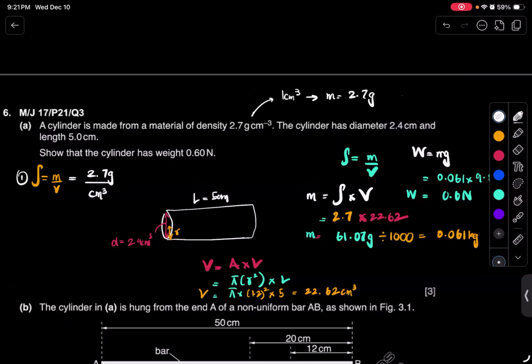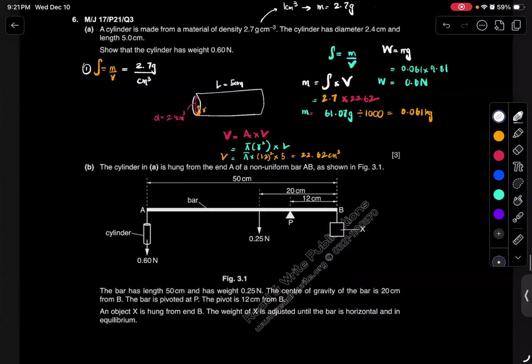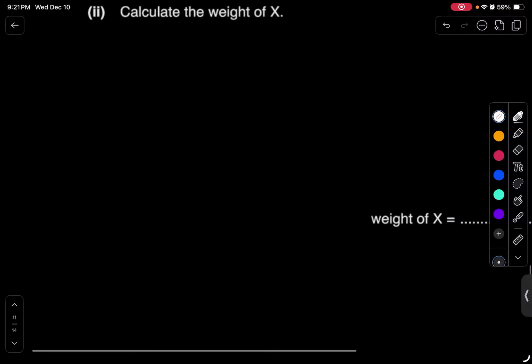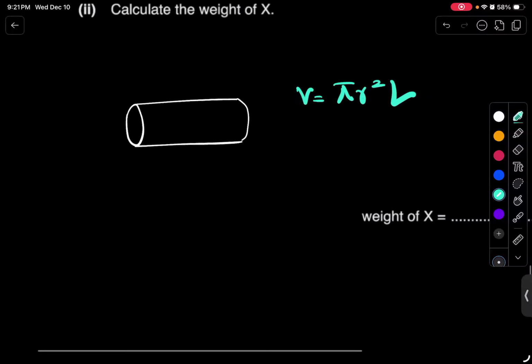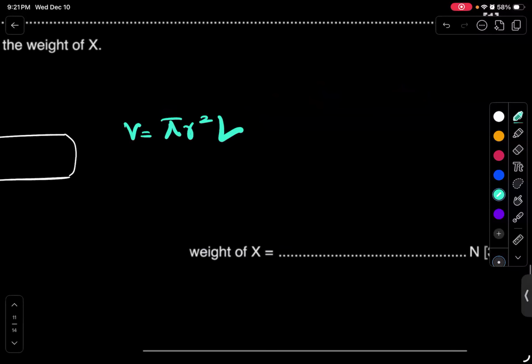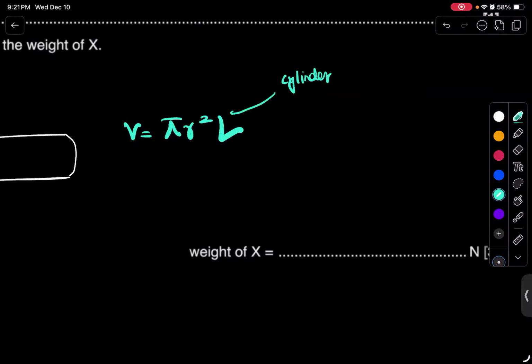How you found the volume of the cylinder? For example, if you want to find out the volume of any cylinder, you have to remember that the volume of a cylinder is equal to pi r square times L. So you've got to memorize two formulas. The volume of a cylinder is pi r square L, and the volume of a sphere as well, which is very common, is equal to 4 over 3 pi r cube.